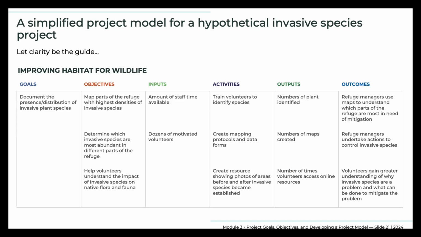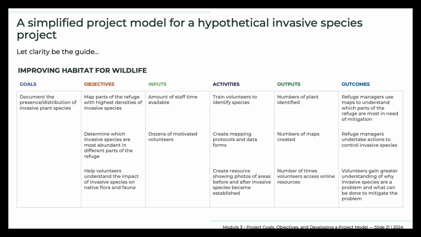On the screen is a simplified project model of our hypothetical invasive plant project. As you can see, this project has a definite goal to document the presence and distribution of invasive plant species. It also has objectives to meet the goal, with inputs, activities, outputs, and outcomes developed to support those objectives.